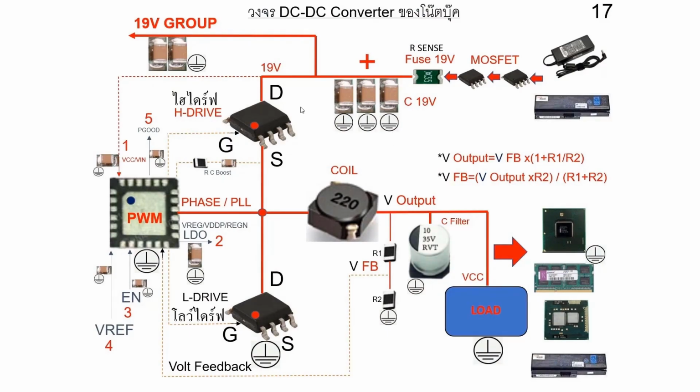Now, in the case where the MOSFET high side is shorted, if it's a highlight short, the 19-volt current will be forced into the coil because it's shorted between the drain and source pins. Once it enters the coil, where does the current go? It will flow to the load, whether that's the CPU, RAM, graphics card, or whatever else. This can cause significant damage to the motherboard if the MOSFET high side is shorted.